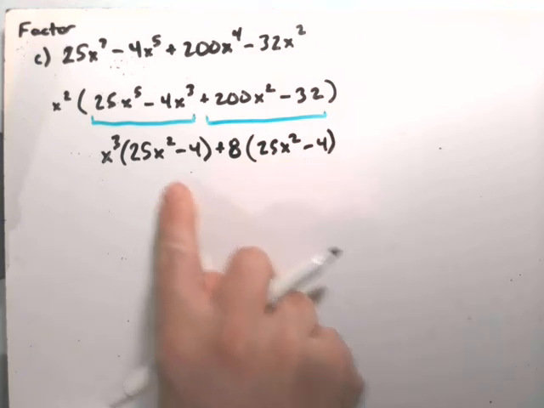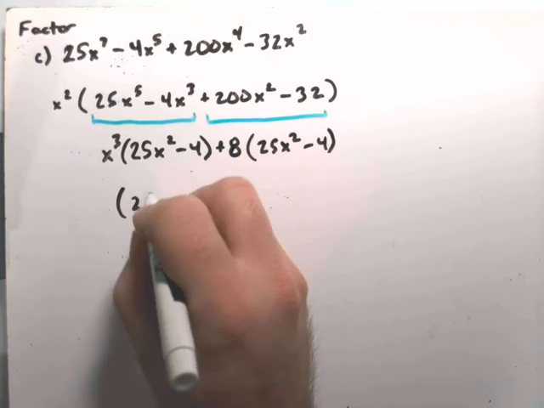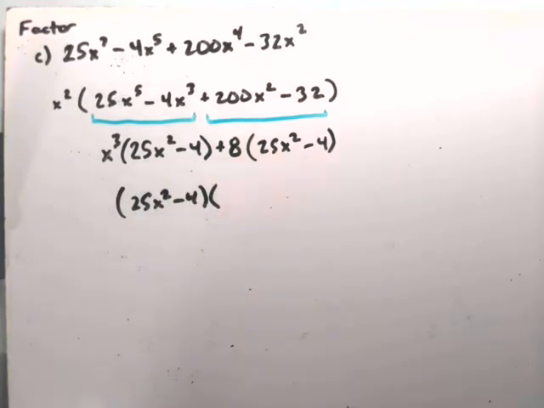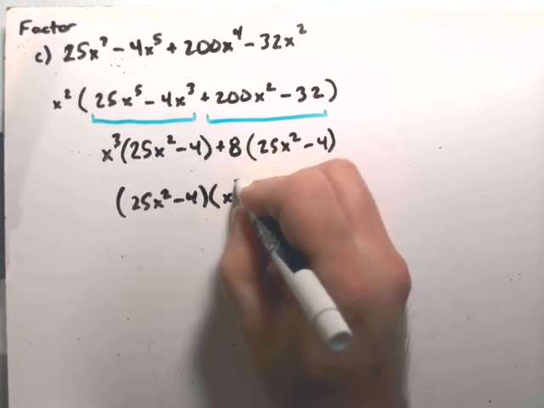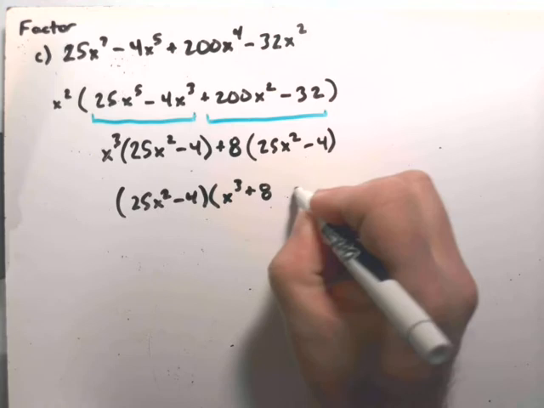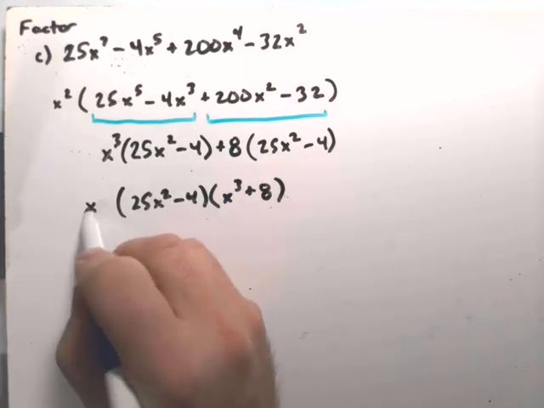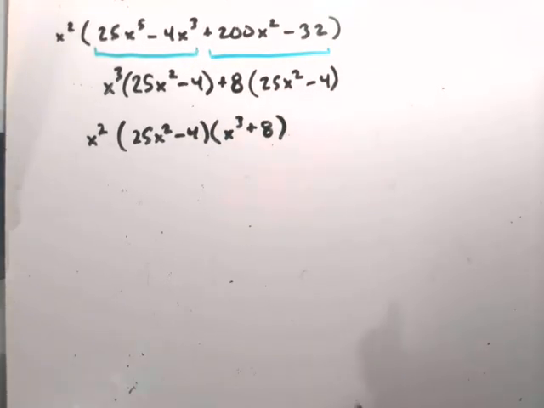Factoring by grouping did work. I do get matched parentheses. So one of my factors is going to be that matched set, and then the other is what we factored in front, which is an x cubed plus 8. And then remember, we do have that x squared out there in front. From there, we should check and see if this factors some more.